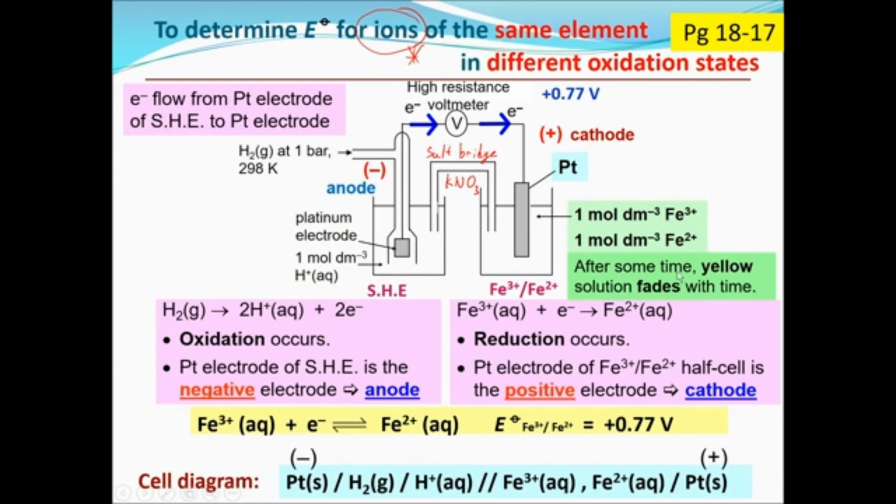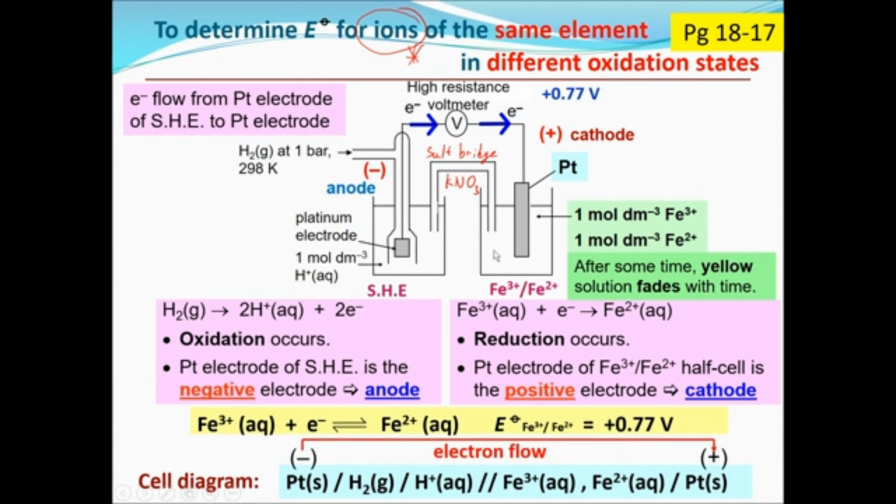And on this side, in the iron 2 plus, iron 3 plus scenario, the iron 3 plus will react away, so the yellow color of the iron 3 plus will fade with time, maybe to the extent where you see more of the green color of the iron 2 plus as well. Alright, and the cell diagram is written as such, again left to right, clearly in this manner. That's where the electron flow occurs.